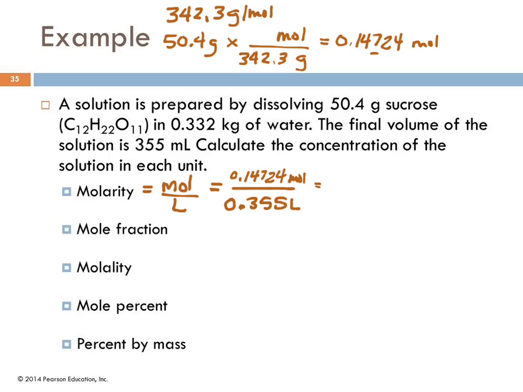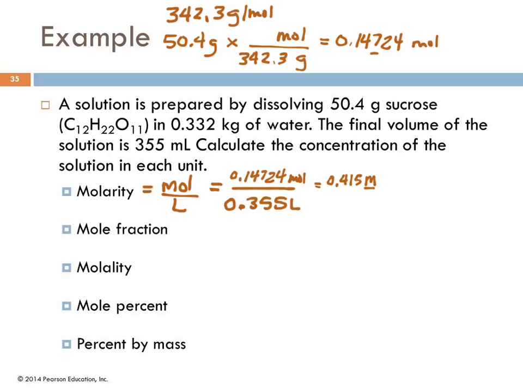Divide by 0.355. And this would be considered a final answer, so we should have 3 sig figs in that. I'm getting 0.415. Anybody else? Okay. Moles per liter. Okay, so that should be pretty straightforward.